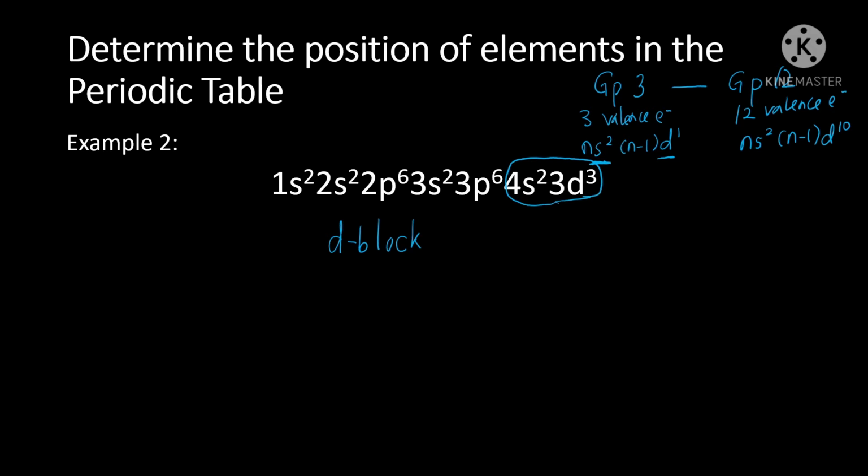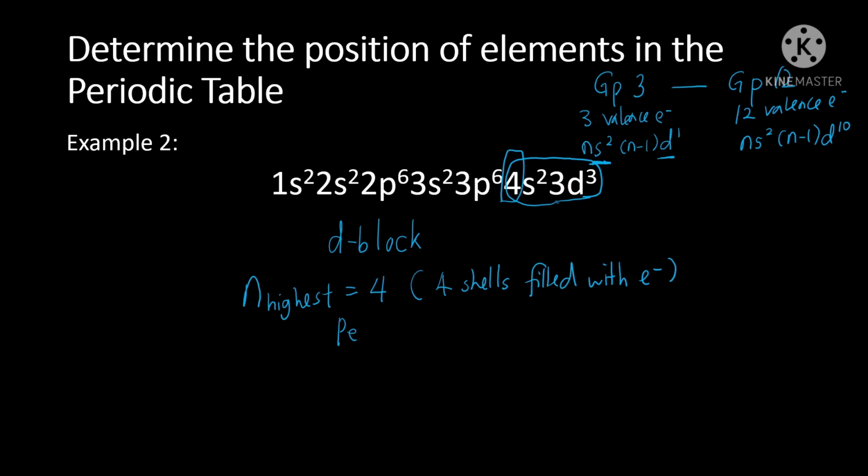From the valence electronic configuration, we can see that the highest principal quantum number for this element is 4. Therefore, this element consists of 4 shells filled with electrons, and therefore is a period 4 element. And then this element consists of 5 valence electrons, and therefore it is a group 5 element.